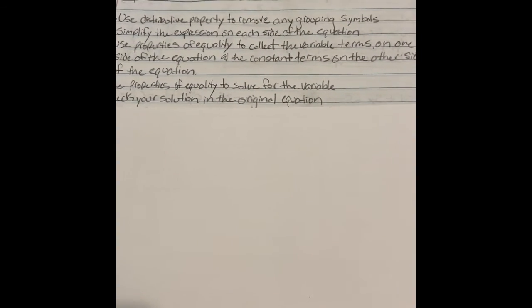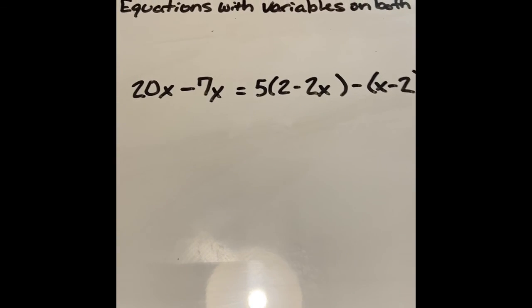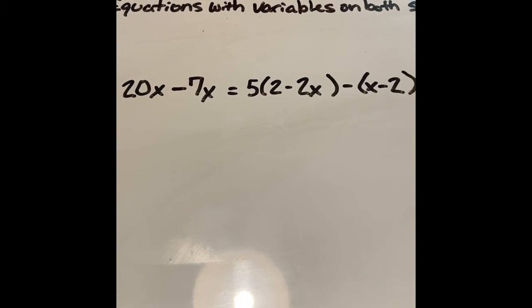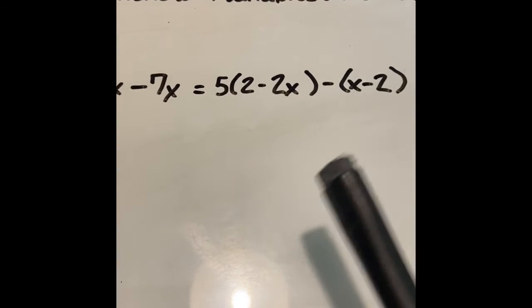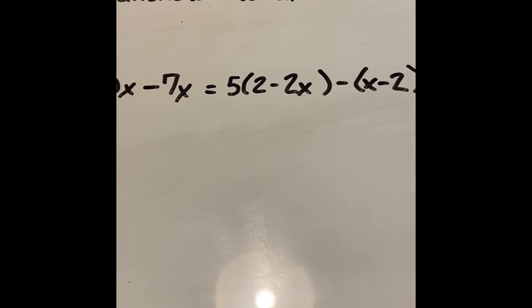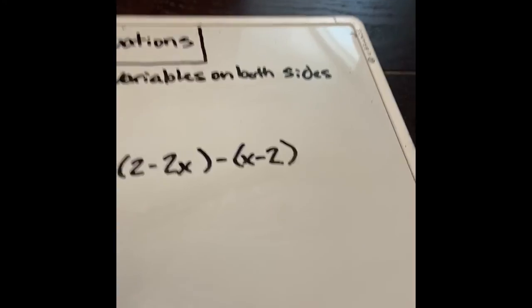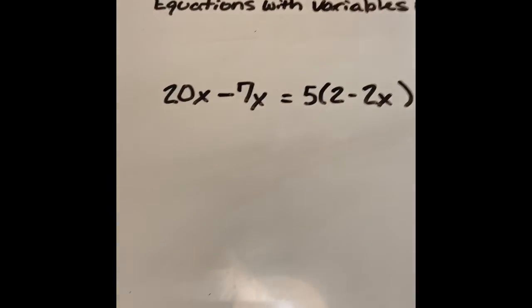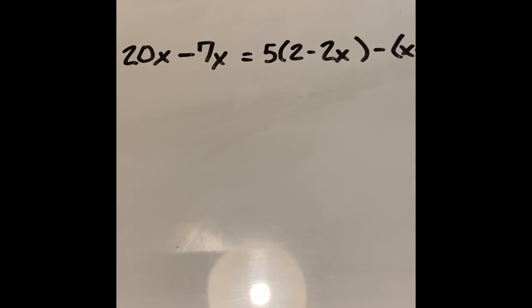All right. So we're going to go over one scary looking equation over here. I know it's pretty scary, it's long, but it's not that threatening. So we have 20x minus 7x equals 5, parentheses, 2 minus 2x, close parentheses, minus, parentheses, x minus 2. All right, so let's get started. Alrighty, so where to begin? I know it's a pretty big equation.